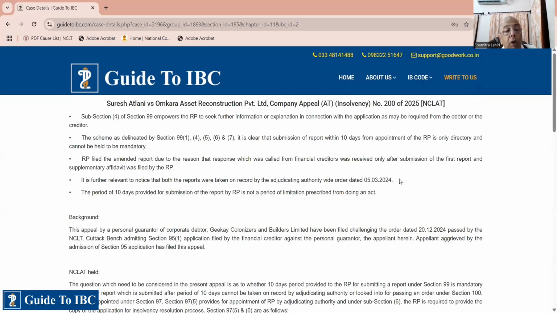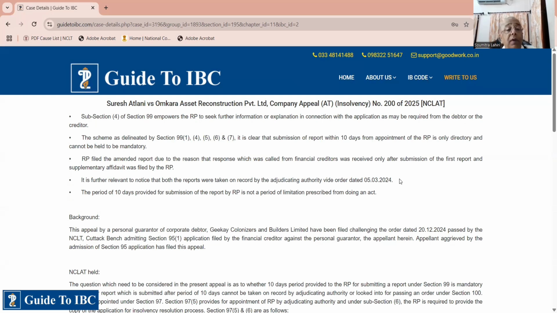Now, what the court has observed in the scheme delineated under Section 99(1), (4), (5), (6) and (7) is clear: the submission of the report within 10 days from the appointment of the RP is only directory and cannot be held to be mandatory. The RP filed the amended report because the response called for from the financial creditors was received only after submission of the first report, and a supplementary affidavit was filed by the RP.